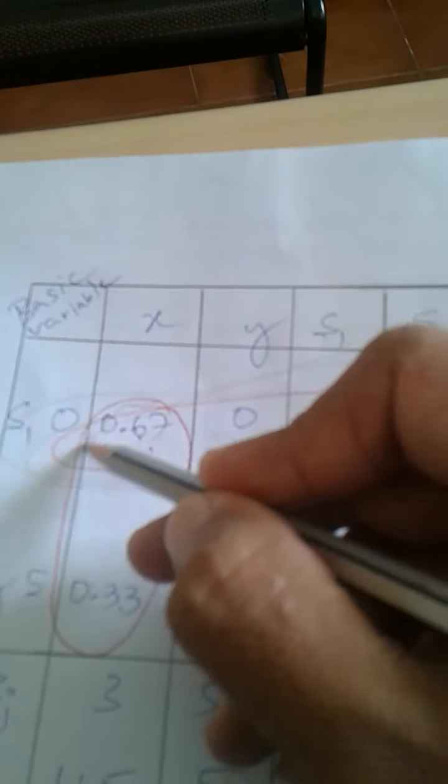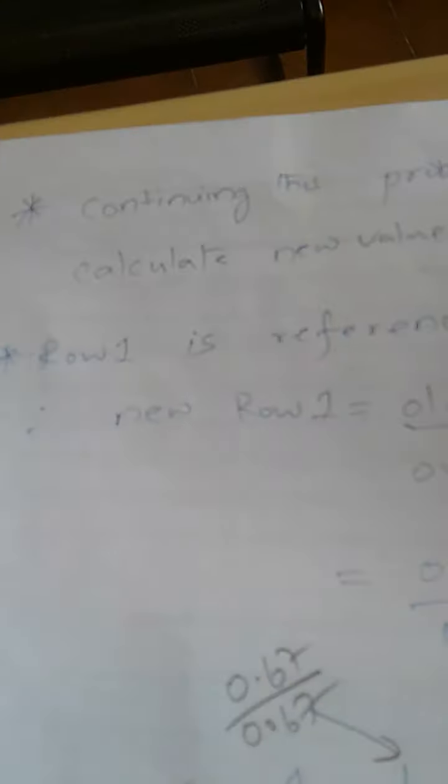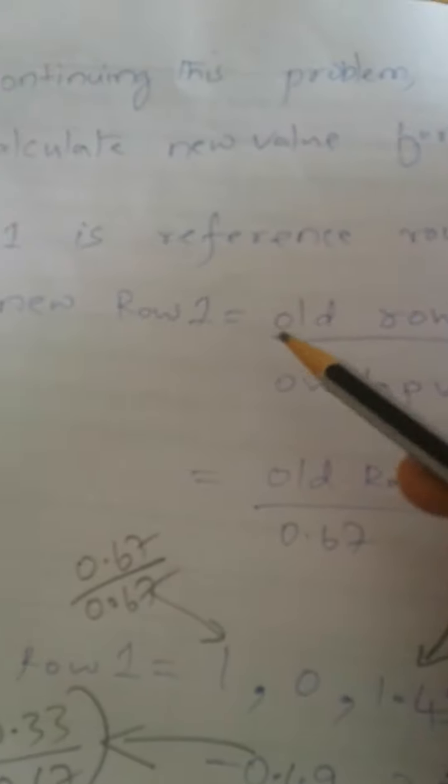Now this value, 0.67, is being overlapped twice. Why is it being overlapped twice? Because once it is selected in the column, and again the second time it is selected in the reference row. So that is the reason we are going to select this. The same thing is written here.